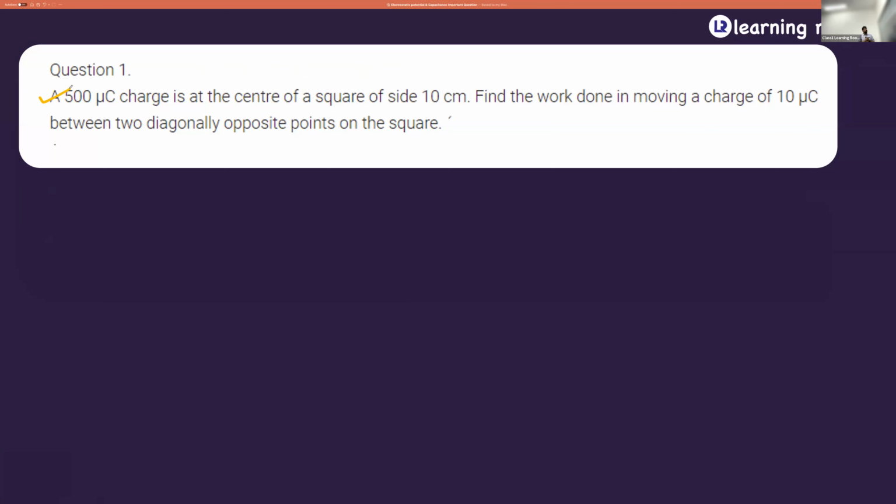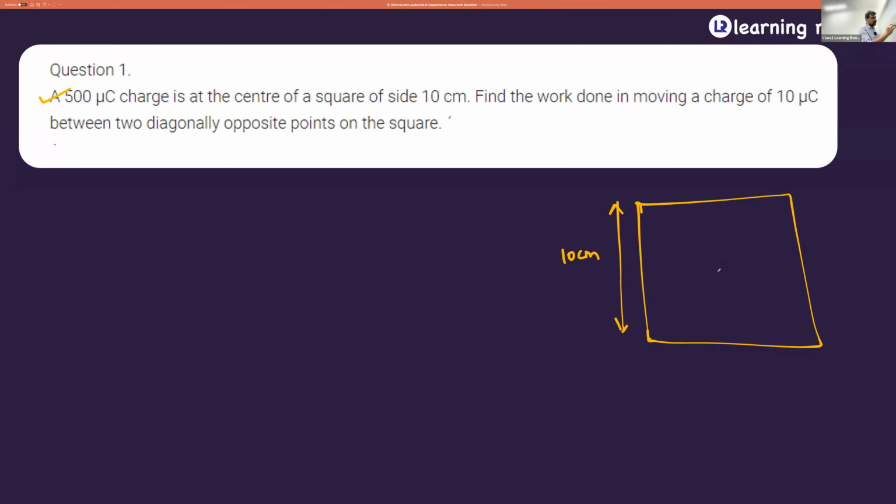There is a 500 microcoulomb charge which is placed at the center of a square of side 10 centimeter. Find the work done in moving a charge of 10 microcoulomb between two diagonally opposite points on the square. So what is it that you have? You have a square of side 10 centimeter, and there is a charge of value 500 microcoulomb placed at the center.